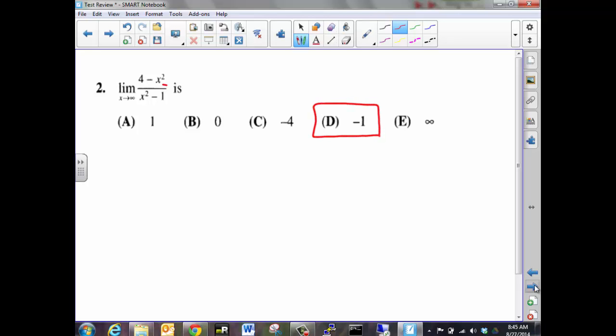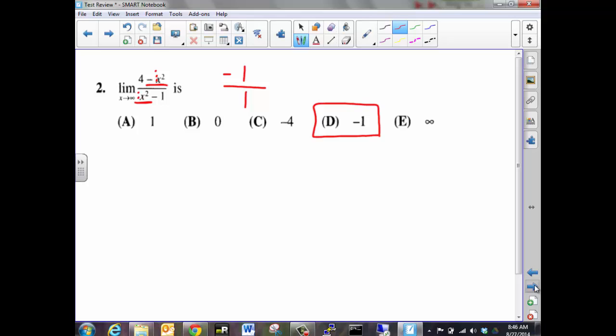Because the degree on the top and the bottom are the same, so it's going to be the lead coefficient over the lead coefficient. Remember, lead coefficient is not the first coefficient. Lead coefficient is the one in front of the largest exponent. -1/1, the answer is -1. Woo! 2 for 2, people.